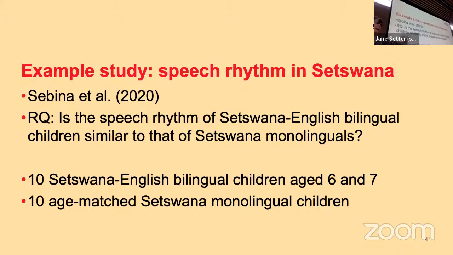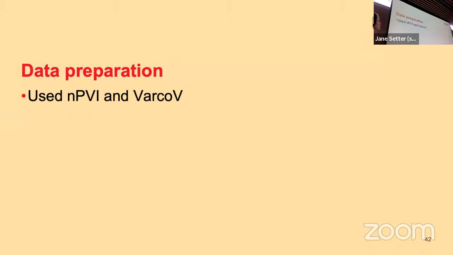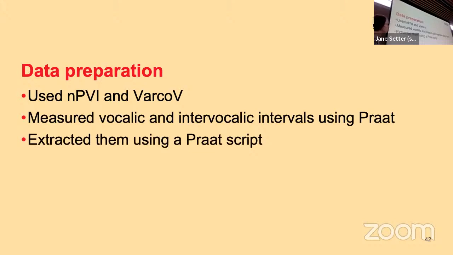And she did collect a fair amount of spontaneous speech from them. In fact, she used frog stories. She collected frog story monologues, and then she looked at this data. She used nPVI and VarcoV. Those were the two metrics that she used as a comparison. And she looked at vocalic and intervocalic intervals using Praat, and extracted them using a Praat script. This was a Praat script that was just available to download freely. There are lots of these out there. You can access them via the Praat page. Just go there, and it has a list of all of these different scripts that you can use. And she just took one of those and applied it after she'd done her segmentation.